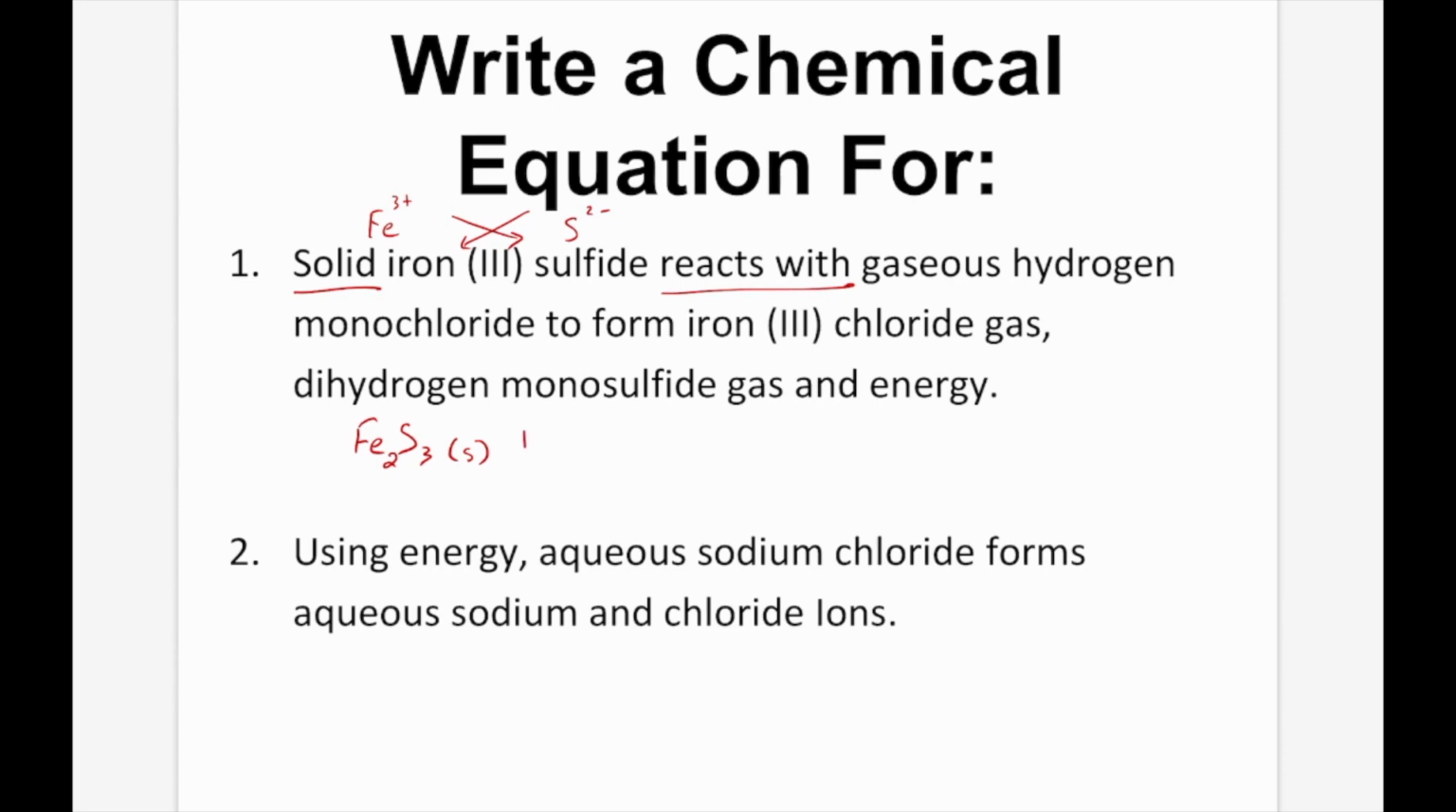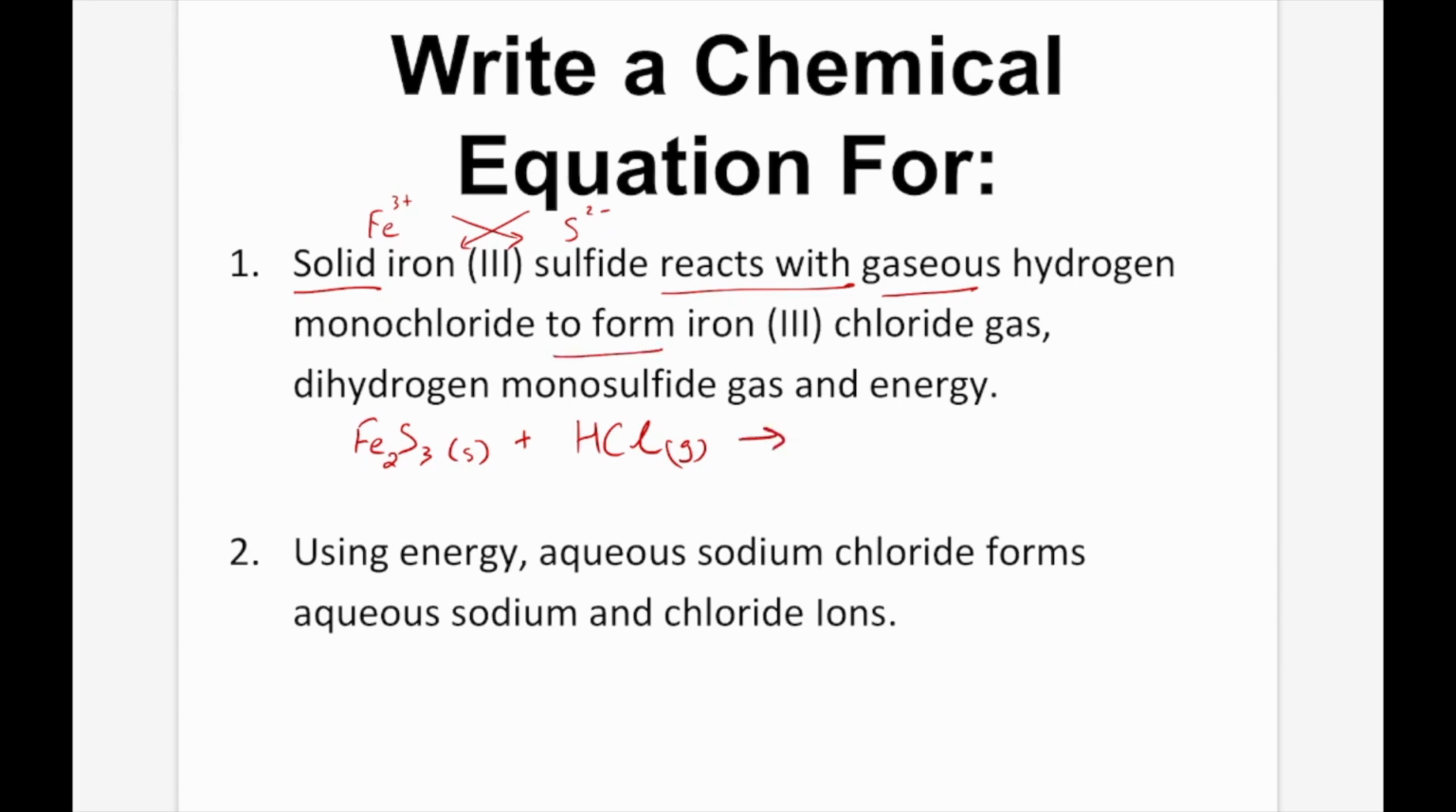Reacts with, so that's plus, gaseous hydrogen monochloride. So we're going to say hydrogen monochloride. It just says monochloride and nothing in front of hydrogen because we don't write mono in front of the first. So it's just HCl, and it's gaseous, we're told that. So we're going to write (g). To form, so we know that that's the arrow.